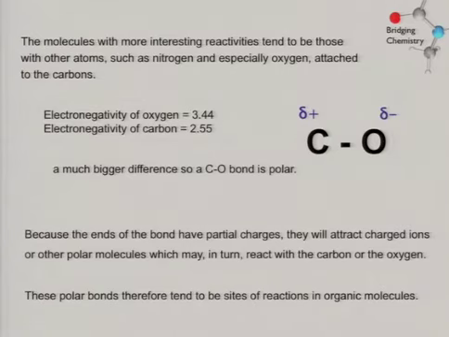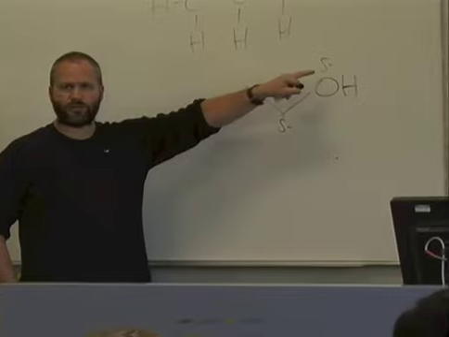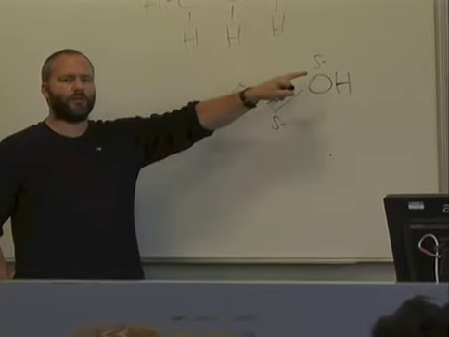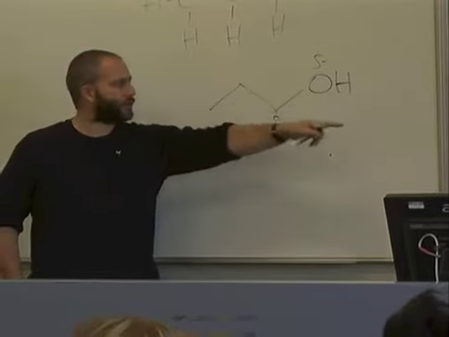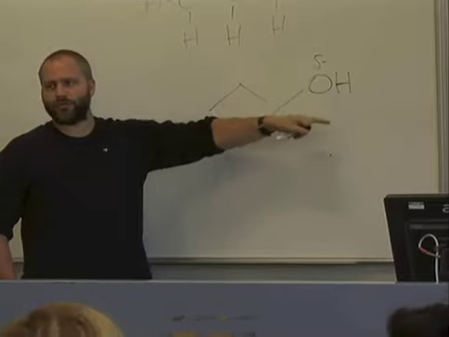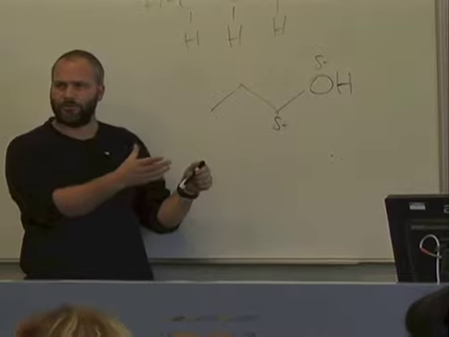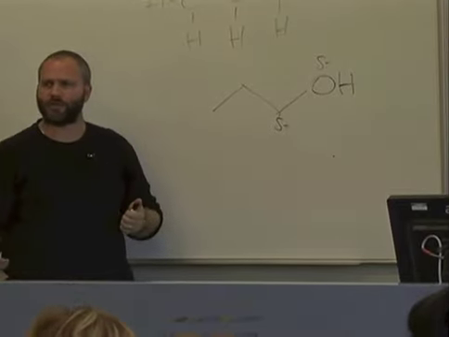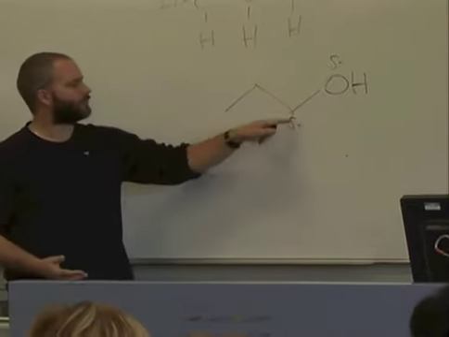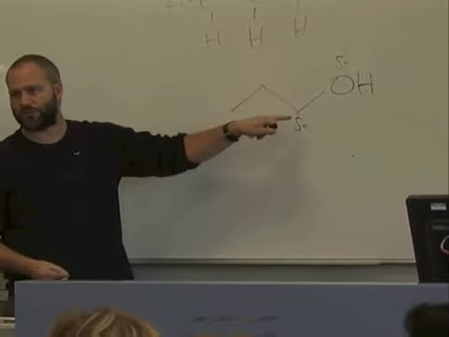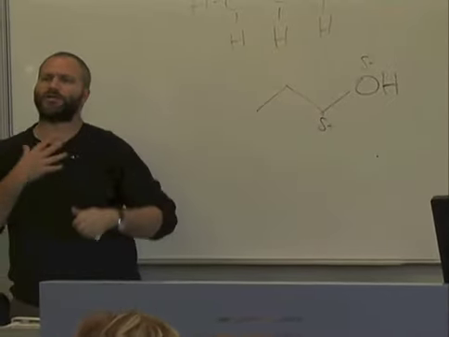So if you have a molecule like this, where you have a little partial negative charge here, then that can be somewhere where something with a positive charge can come and be attracted to this part of the molecule and cause a reaction to happen. If you have something with a negative charge, then that can be attracted to this carbon here, which has the partial positive charge, and that can be a way to start a reaction happening. Right? We're going to see this a lot.